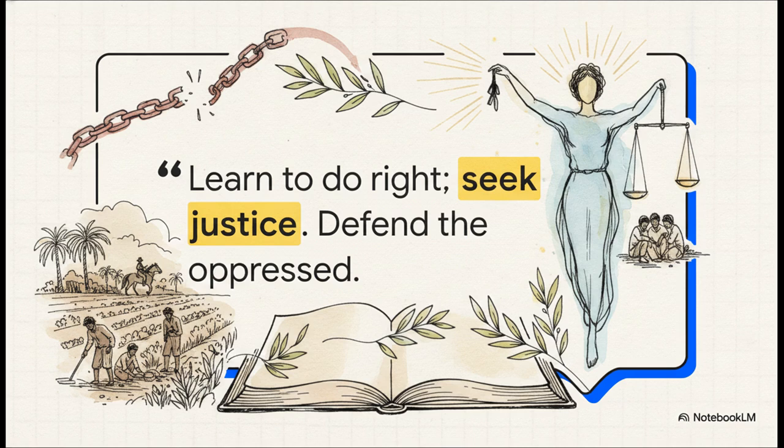To set our moral compass here, let's look at Isaiah chapter 1, verse 17. Learn to do right, seek justice, defend the oppressed. You see, when we study really difficult history involving immense human suffering, we don't just do it to memorize a bunch of dates. We study it to learn how to seek justice and to understand exactly why defending the oppressed is so absolutely vital. Keep that in the back of your mind as we unpack how this system actually worked.